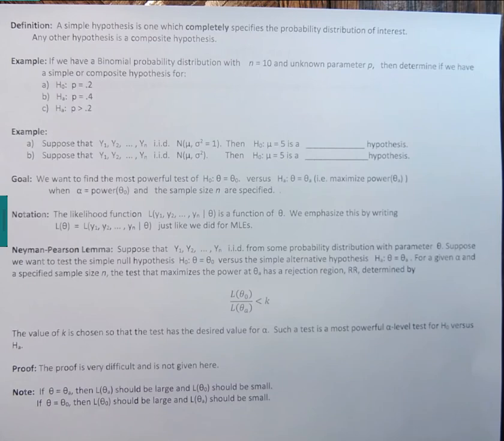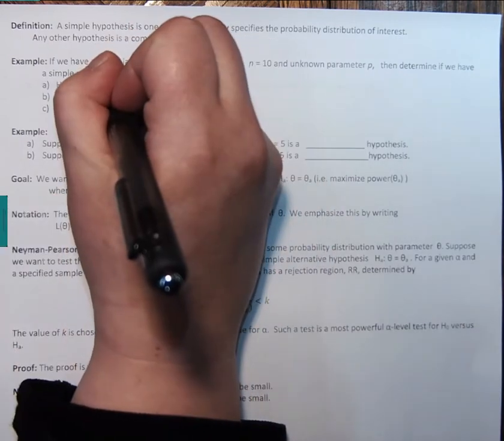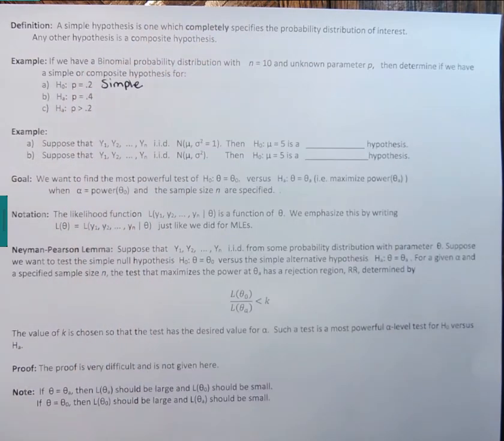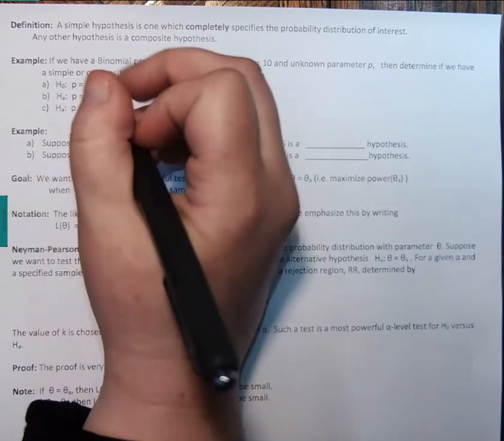Looking at our first one here, we've got that under the null, p is equal to 0.2. In order to be a simple hypothesis, we need one which completely specifies the probability distribution of interest. Notice here, since we have that p is equal to 0.2, we have completely specified that probability distribution. So for this one, it's going to be simple. The second one is going to be simple for the same reason.